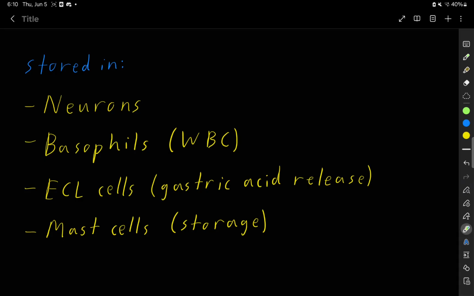ECL cells are cells in your stomach, and they help with the production and release of gastric acid. And histamine is also involved in gastric acid release, so that makes sense why histamine is stored in ECL cells. And finally, histamine is stored in mast cells. Mast cells are basically storage cells. They store various different messenger molecules, primarily those that are associated with immune responses, and as we know, histamine is a big part of that, so histamine gets stored in these storage mast cells.